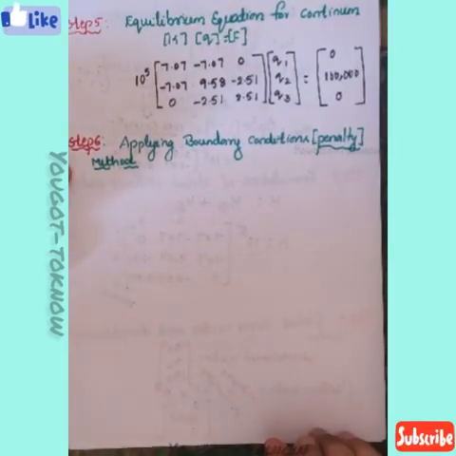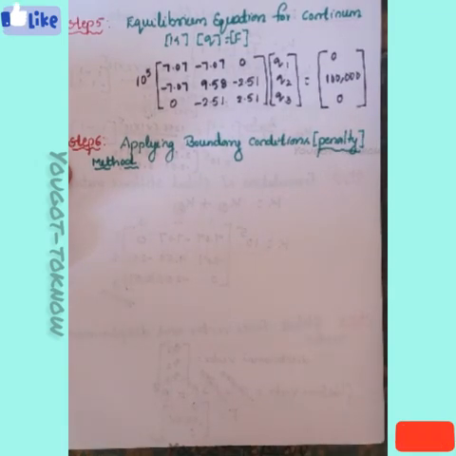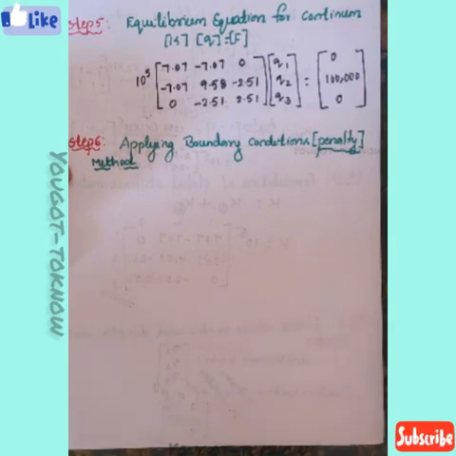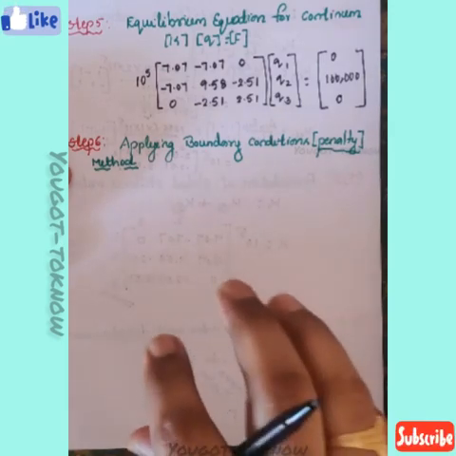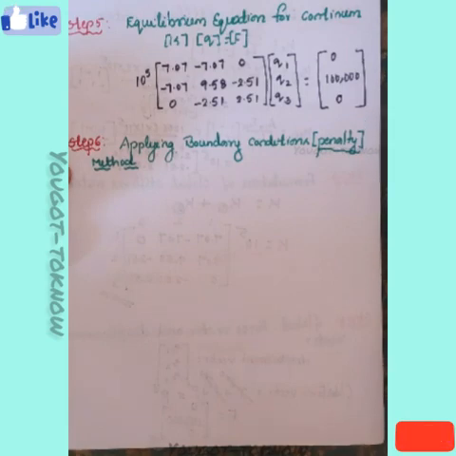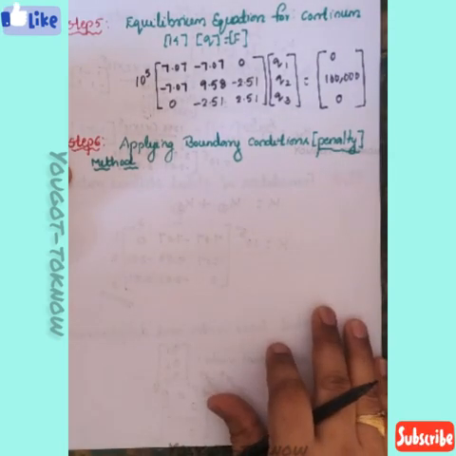The penalty method says that you can expect a displacement even at the fixed ends. This displacement will be very small. Even at the fixed ends you can get a very small displacement. How do we determine the displacement at the fixed end? That concept is explained using the penalty method. We expect a large stiffness at the fixed ends. If you have a large stiffness, the deflection will be very small. Based on that concept, we will explain.